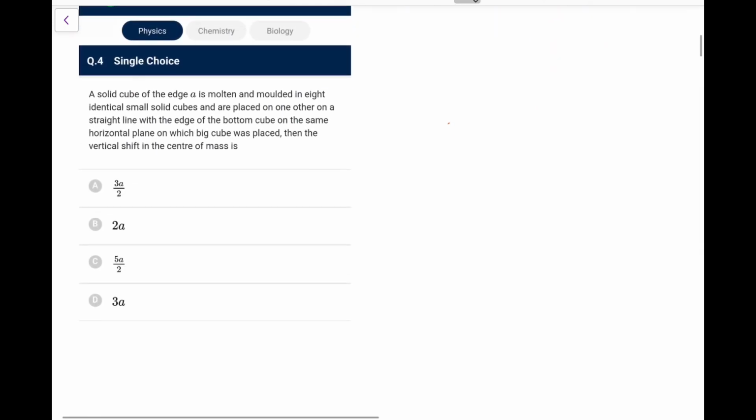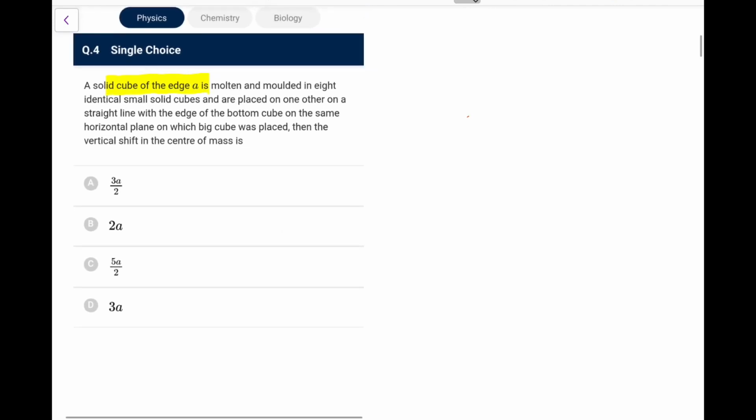Now the fourth one. A solid cube of side a is molten and molded into 8 identical small solid cubes and they are placed on one another in a straight line, with the edge of the bottom cube on the same horizontal plane on which the big cube was placed. Then the vertical shift in the CM. So same question, we did in some test before.